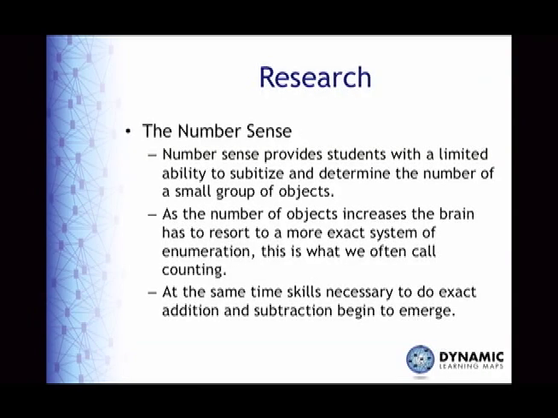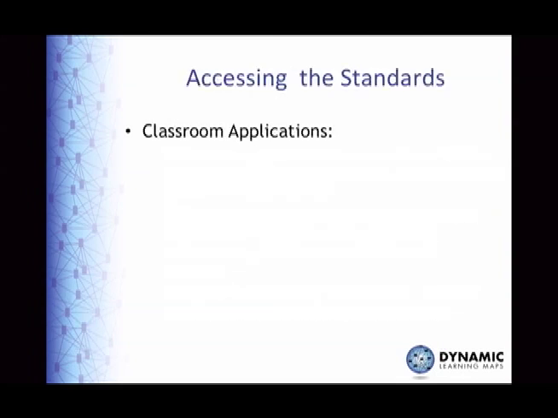Number sense provides students with a limited ability to subitize and determine the number of a small group of objects. As the number of objects increases, the brain has to resort to a more exact system of enumeration. This is what we often call counting. At the same time, skills necessary to do exact addition and subtraction begin to emerge. How does all this research apply to our classrooms?